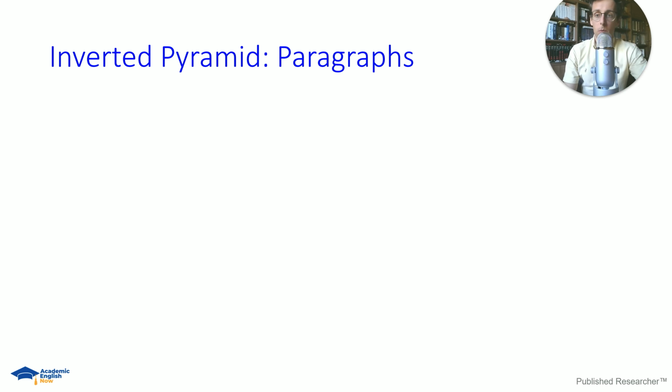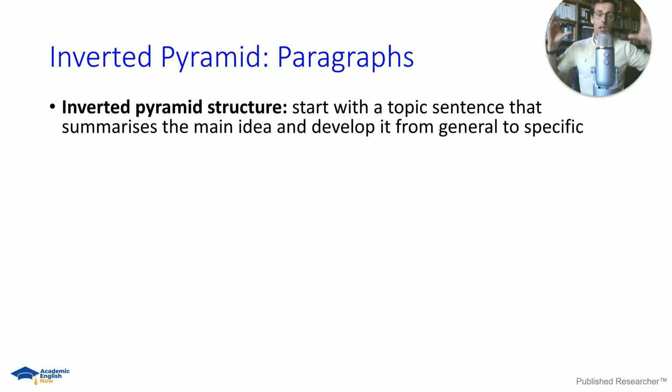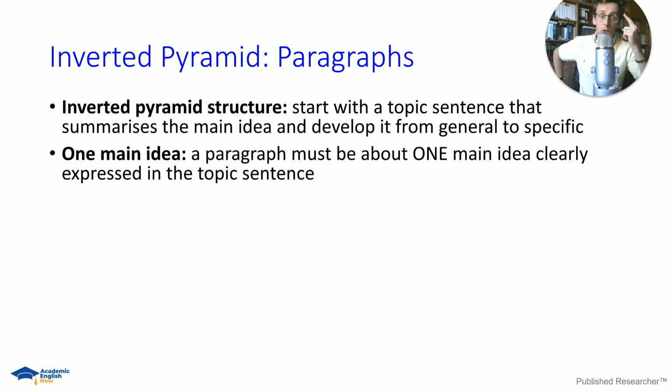This is hugely important. So first of all, you want to start with a topic sentence that summarizes the main idea of your paragraph. And then you will develop that main idea from general to specific. A paragraph should be about one main idea that's clearly expressed in the topic sentence. Now, that main idea can have two supporting ideas, let's say. So in that one paragraph, maybe you're going to give two consequences of something. But that's still one main idea. It's just that it's got two supporting ideas within it. Okay, so that's a very important principle.